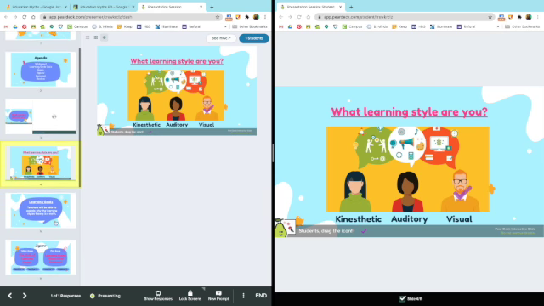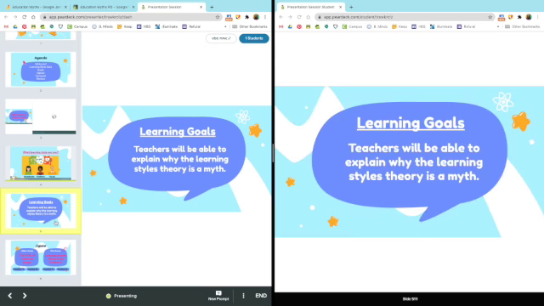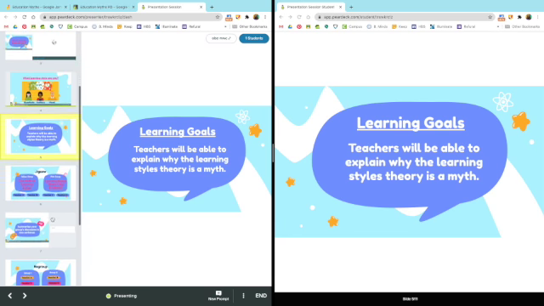Then I'm going to talk about what our learning goal is. And I'm going to say, actually, learning styles are a myth, and our main goal for you today is at the end for you to explain as a teacher why this theory is a myth. So we are then going to jump into a jigsaw.